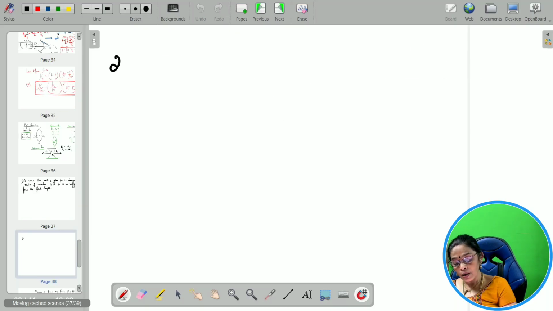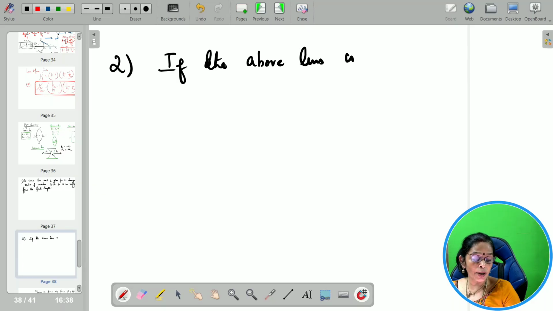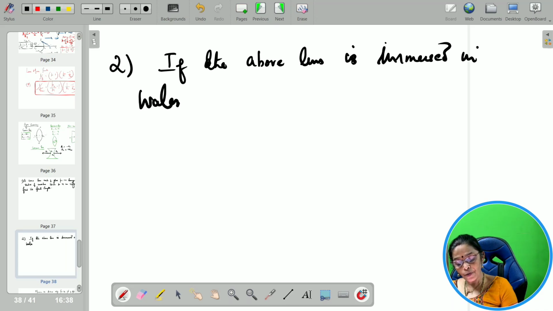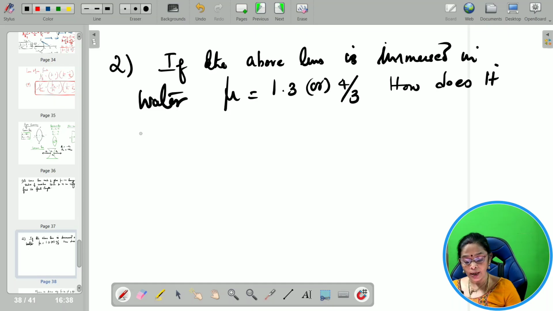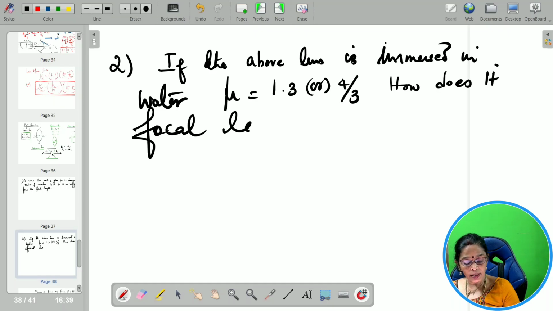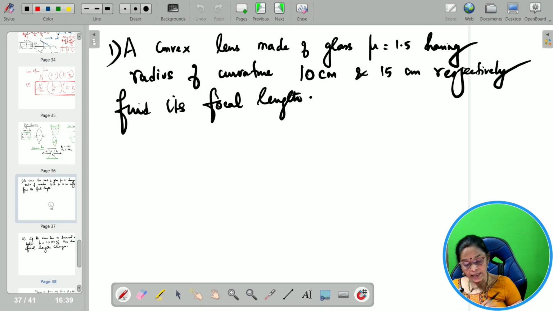And the second question: if the above lens is immersed in water of refractive index mu is equal to 1.3, or you can call it 4 by 3, how does the focal length change? How does the focal length change? So now let us see this question first and then we will go to the rest.